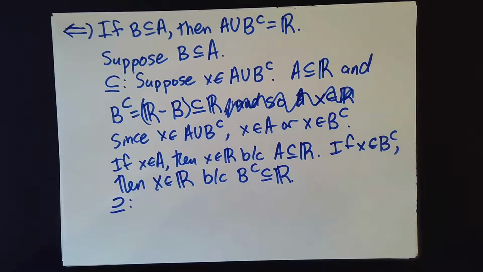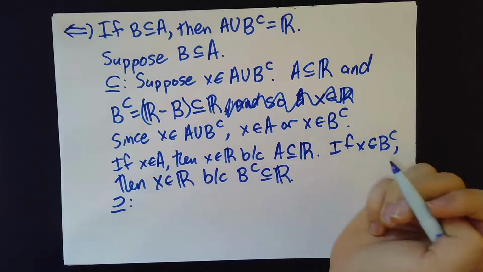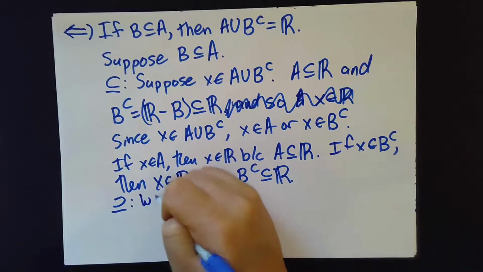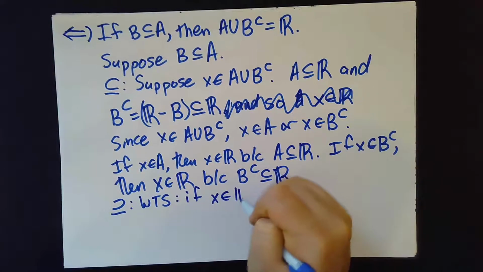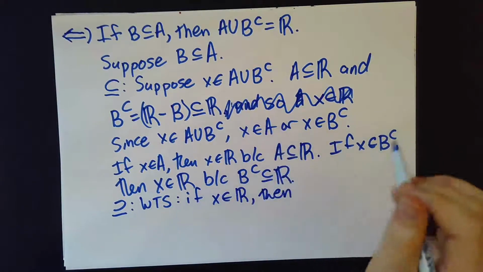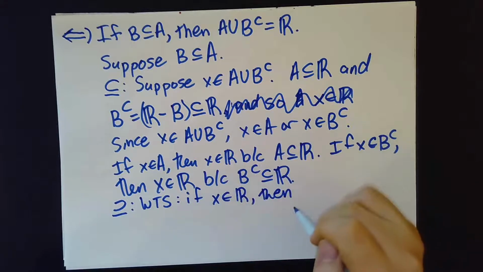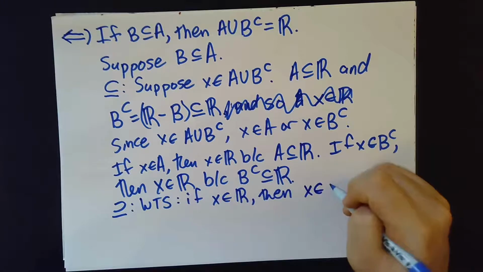Okay, and so now I need to show the other direction, which is I need to show that if X is in R, then, in fact, X is in A union B complement.